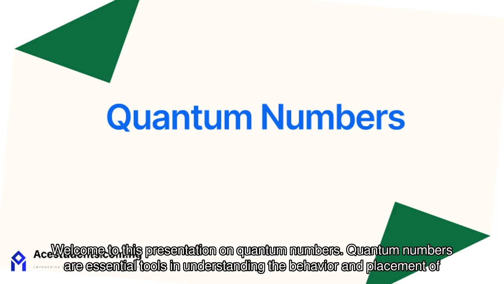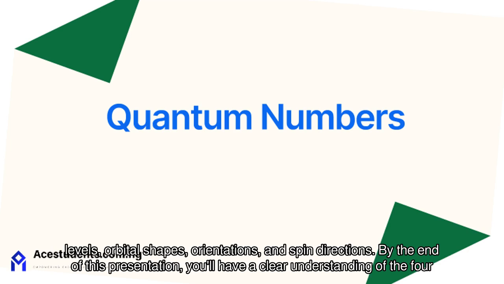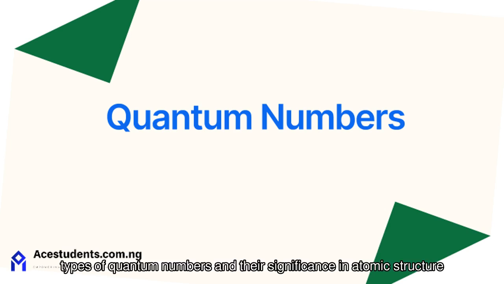Welcome to this presentation on quantum numbers. Quantum numbers are essential tools in understanding the behavior and placement of electrons within an atom. These numbers help us describe the unique quantum state of electrons, providing insights into their energy levels, orbital shapes, orientations, and spin directions. By the end of this presentation, you'll have a clear understanding of the four types of quantum numbers and their significance in atomic structure.